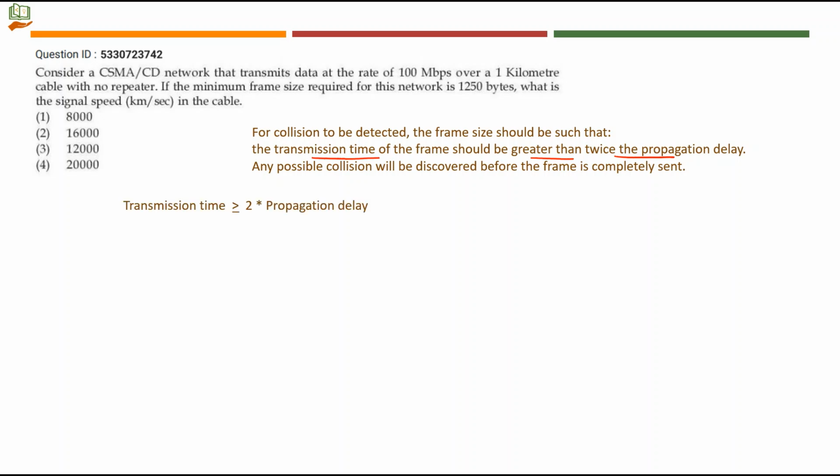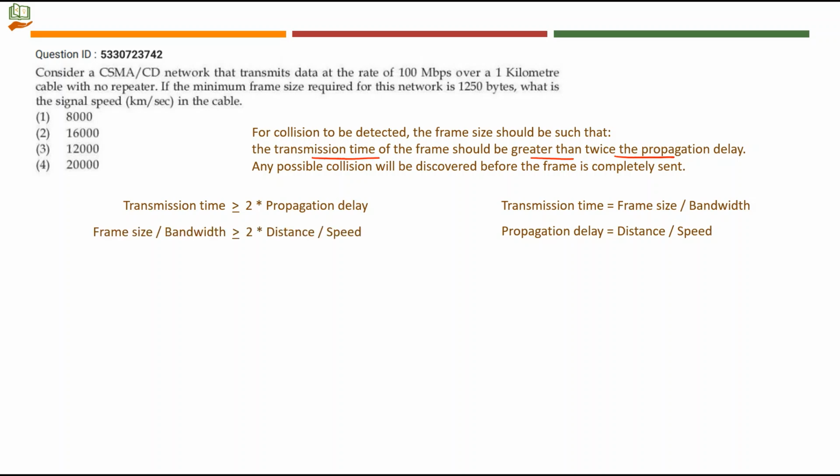Transmission time is greater than twice the propagation delay. So I have included an equal to symbol here so that only by equating these two formula together we will be able to get the signal speed. So what are the formula for transmission time and propagation delay? Transmission time is equal to frame size divided by bandwidth. Propagation delay is equal to distance divided by speed. Now we will substitute these values in this particular place. Instead of transmission time, we are using frame size divided by bandwidth. Instead of propagation delay, we are using distance by speed.